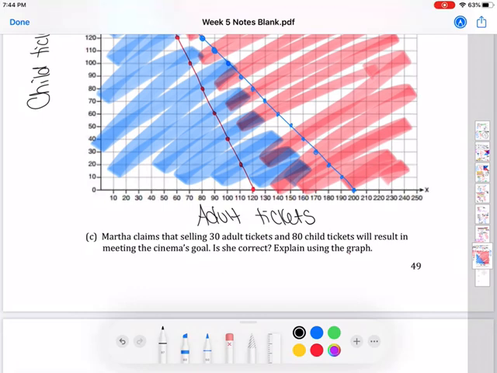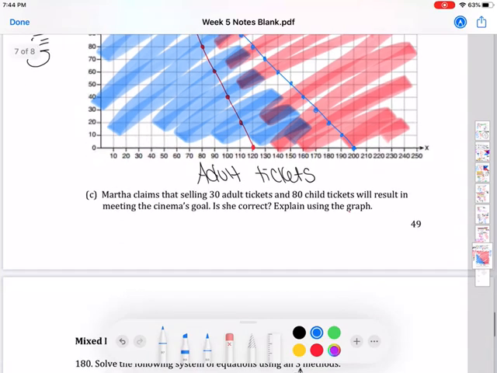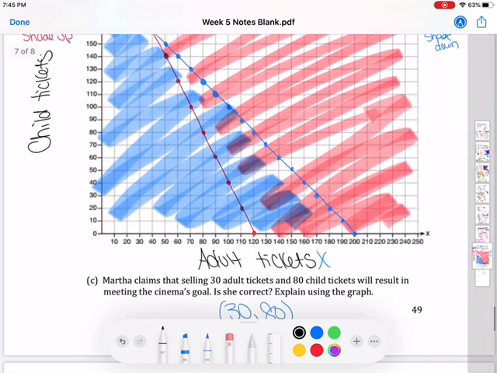Now that we have this graph, part C is asking us, Martha claims that selling 30 adult tickets and 80 child tickets will result in meeting the cinema's goal. Remember, their goal was to make at least $1,500 while still staying under 200 seats or 200 tickets sold. Is she correct? 30 adult tickets, remember adult tickets is X, would mean an X value of 30. And 80 child tickets means a Y value of 80. So they're asking you if that point will meet their goal.